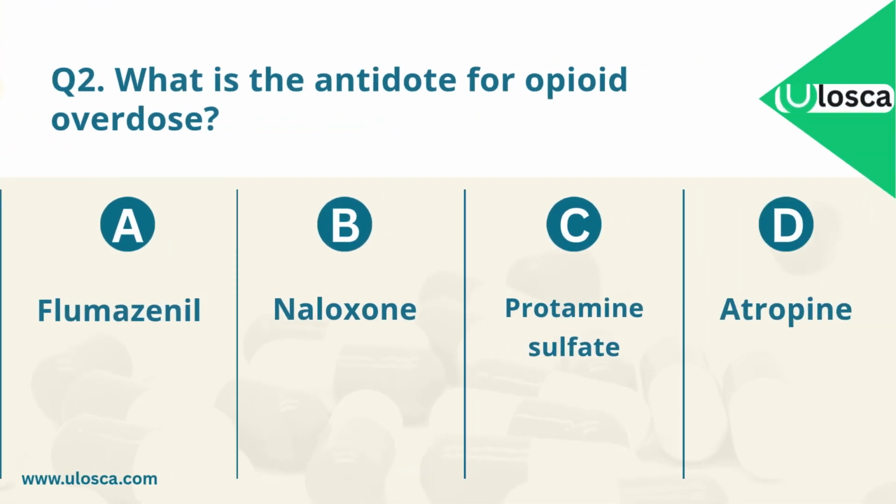Question 2. What is the antidote for opioid overdose? A. Flumazenil. B. Naloxone. C. Protamine sulfate. D. Atropine. Which one is the correct answer?